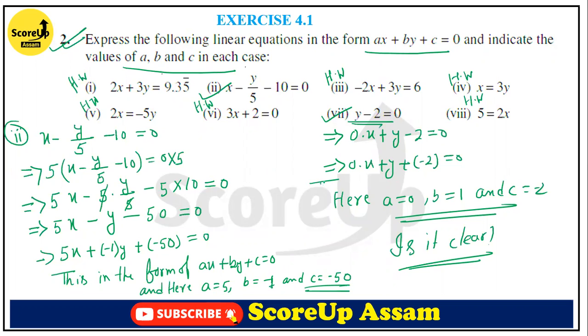This is in the form of ax plus by plus c is equal to 0. Okay, is it very clear to you?